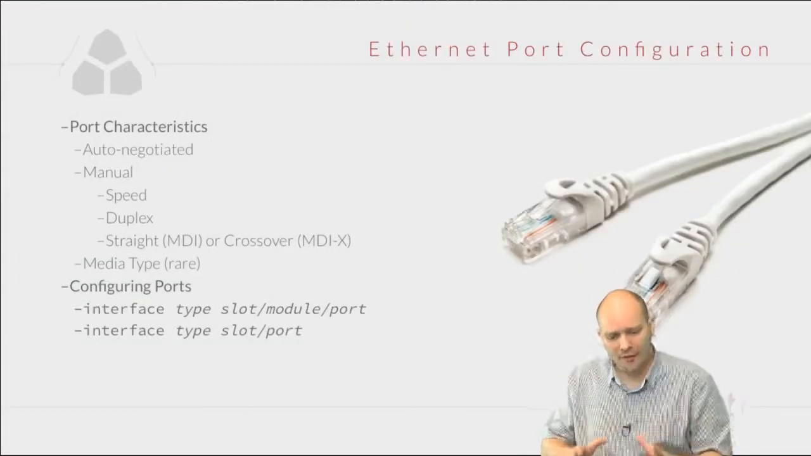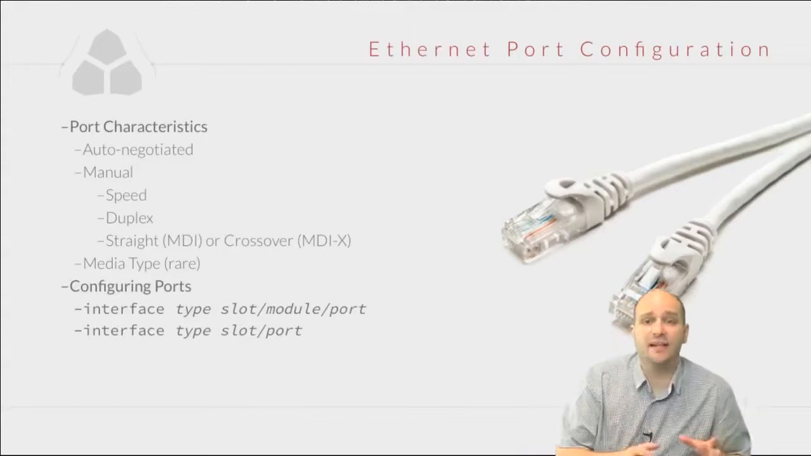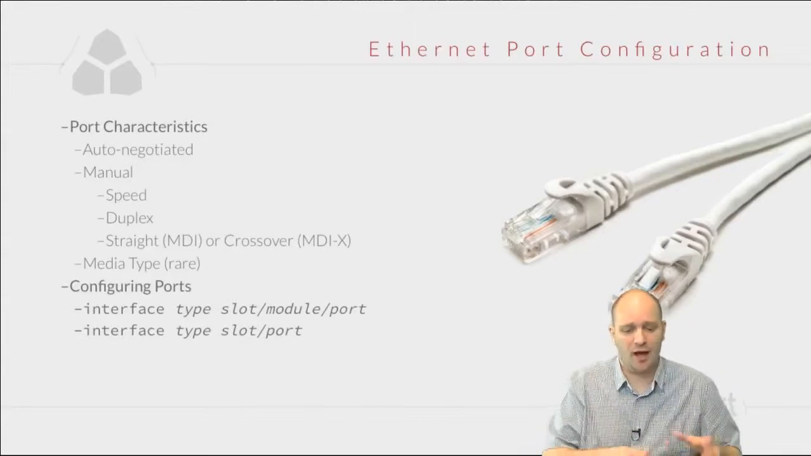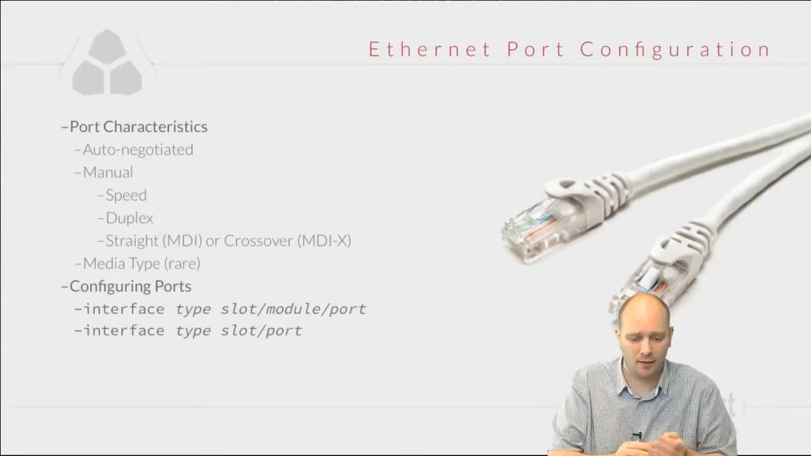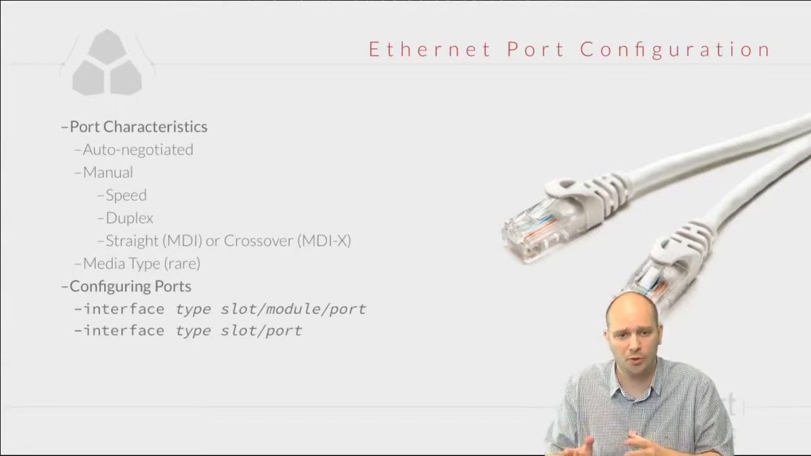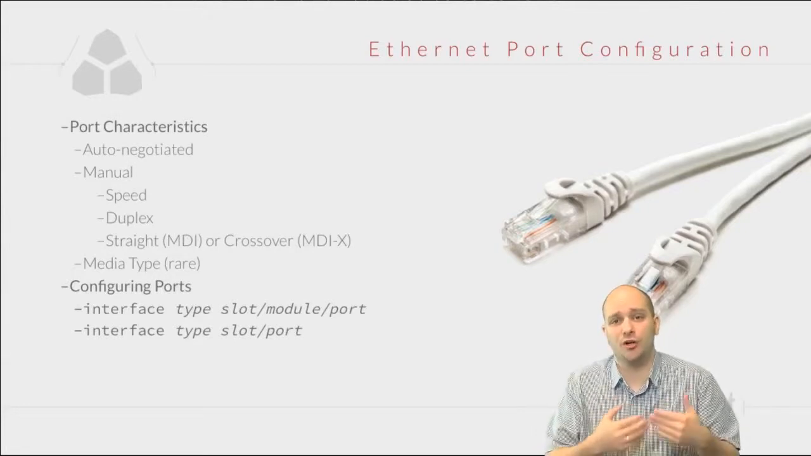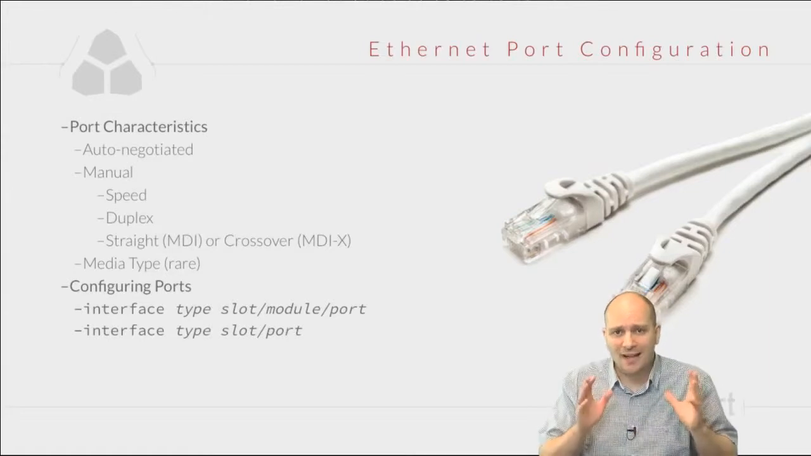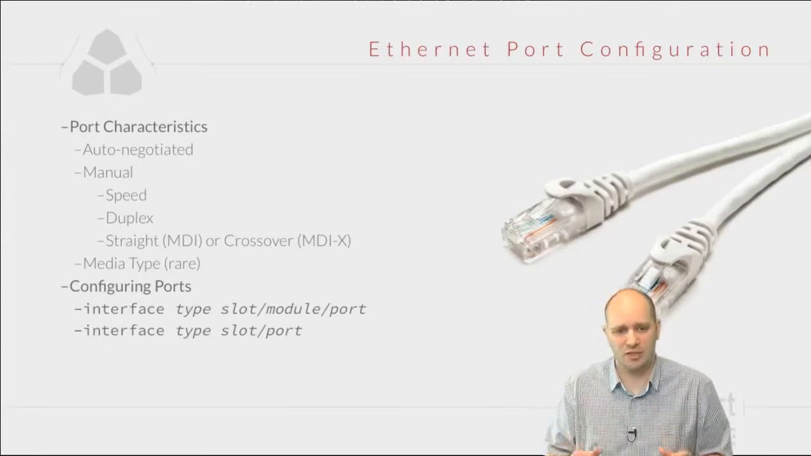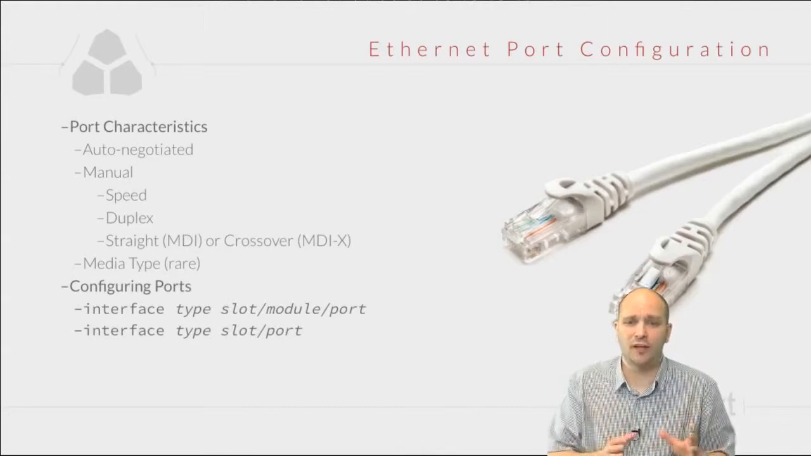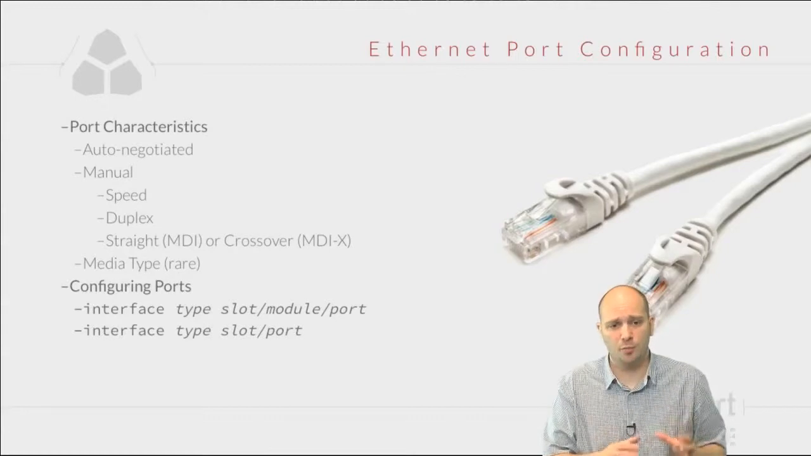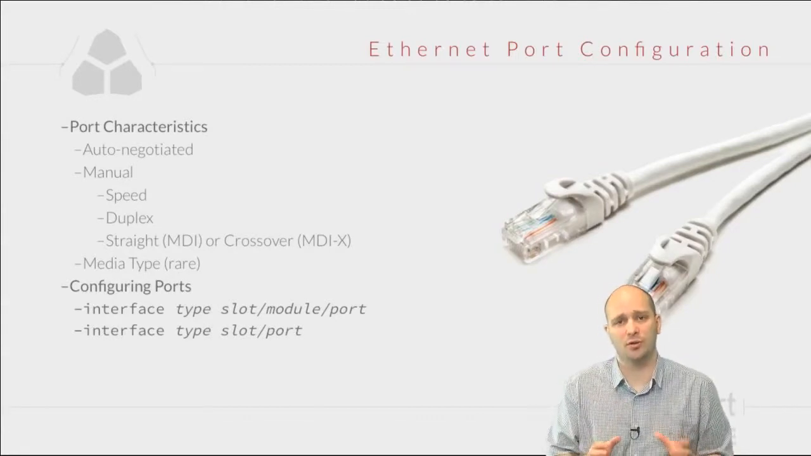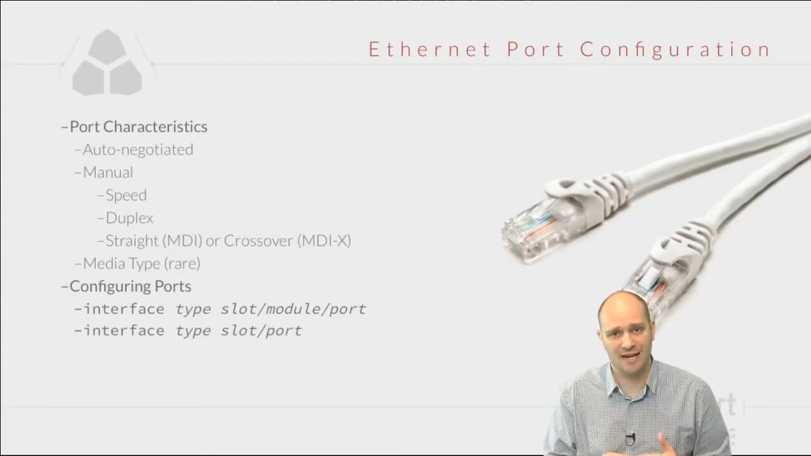So when we are configuring ports, and when we have selected which port we want to configure with our interface type slot slash module slash port, or just interface type slot slash port, then we can configure certain characteristics of the interface. By default, on all modern Cisco switches, the port is automatically configured to be in a no shutdown state. It's configured to be in auto negotiation mode. That means it will negotiate speed and duplex with the other side.